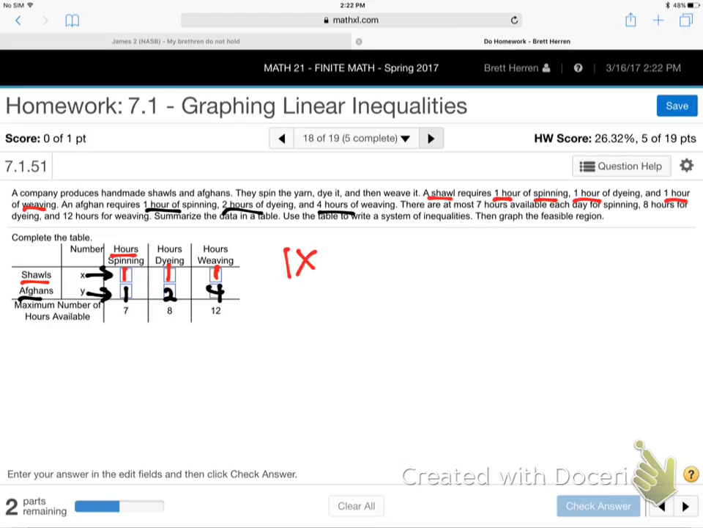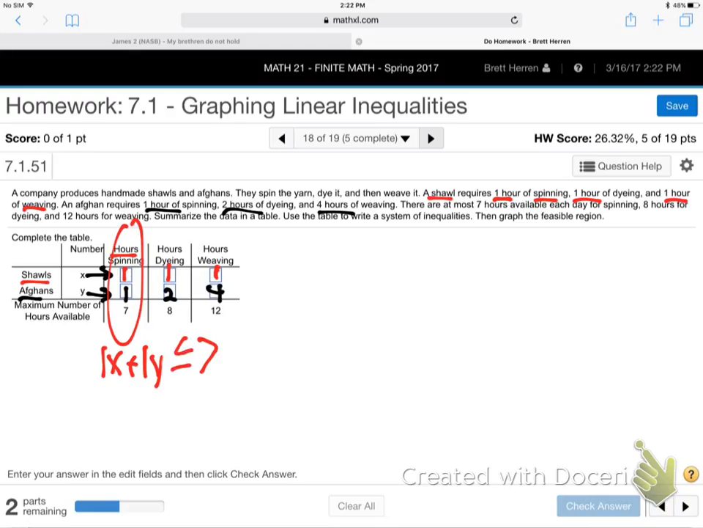So 1X plus 1. Oh, wait, I'm confused. Oh, now I know. Now I'm thinking better. It's like that's an equation, huh? You see that? So that's 1X plus 1Y is 7. Actually, maximum means less than or equal to 7.